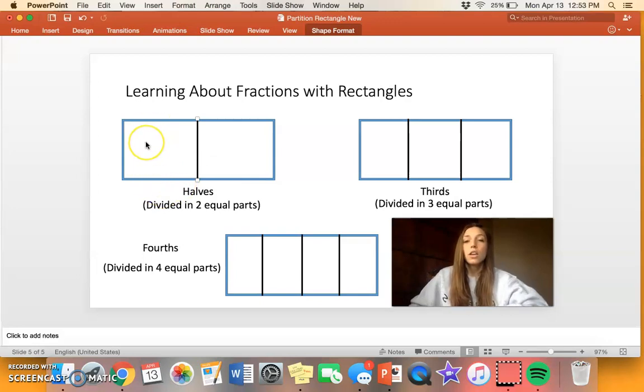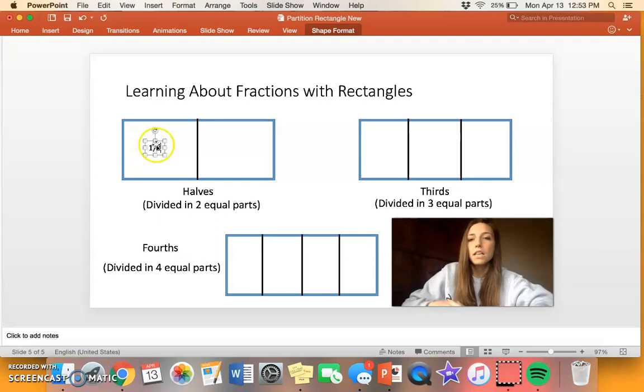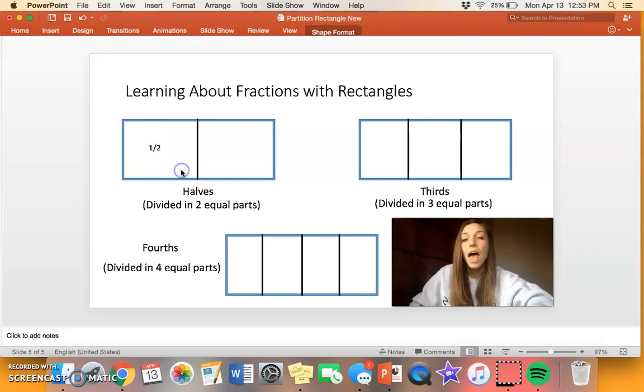So looking at this rectangle, I would write that this piece would be 1/2 of the rectangle, because it is one of my 2 pieces. So this would be 1/2. This is also 1/2 because this is one of my 2 pieces. So it is 1/2 of the rectangle.